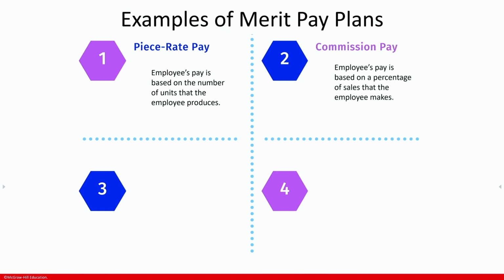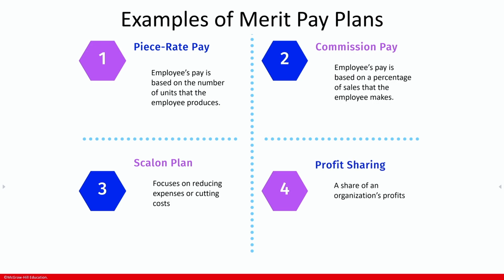Using commission pay, managers base pay on a percentage of sales. A typical example of this would be pay for real estate agents, who receive a percentage of their sales. A scanlon plan focuses on reducing expenses or cutting costs. Members of an organization are motivated to propose and implement cost-cutting strategies because a percentage of the cost savings achieved is distributed to the employees. And then profit sharing is a kind of plan where employees receive a share of an organization's profits.